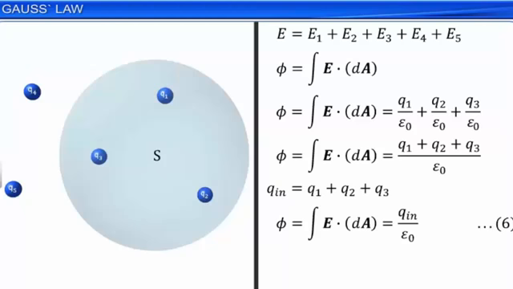In principle, Gauss law is used to calculate the electric field strength E due to a system of discrete charges or even a continuous charge distribution.